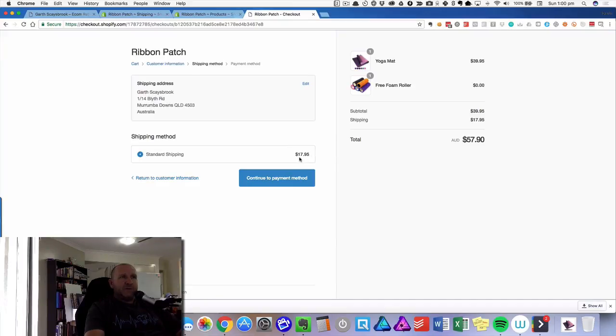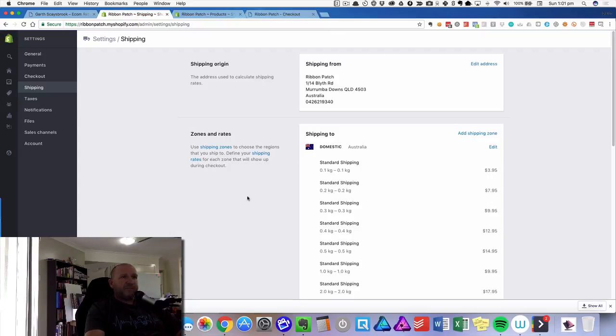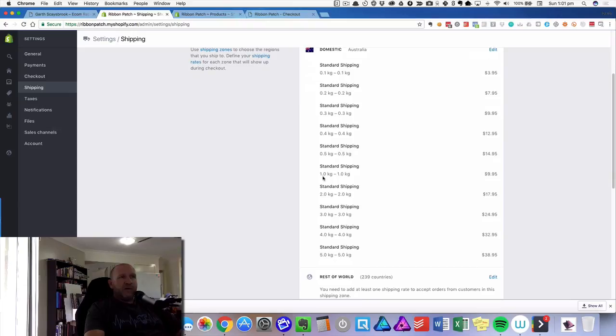So how this works is that the foam roller is set at 1 kilo or 1 pound, and the yoga mat is at 0.1 kilo or 0.1 pound. So it is either 1.1 kilos total or 1.1 pound in total. So when we look at our rates again, 1 kilo or 1 pound is what you would see is $9.95. But we're not getting charged $9.95, we're getting charged $17.95.